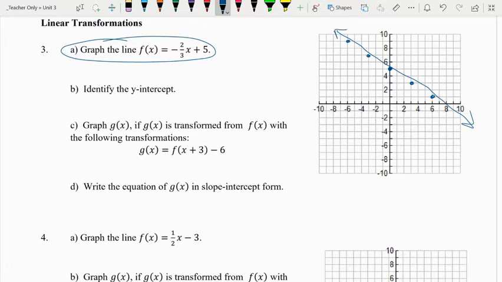Notice how I did a really good job going through those lines. Okay, so we want to identify the y-intercept. Well, the y-intercept is right here. Okay, so that y-intercept of (0, 5) is what we're going to use to help move us to graph g of x. Okay, so g of x is transformed by this: f of x plus 3 minus 6.